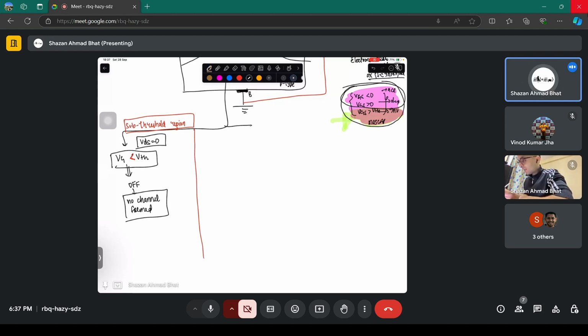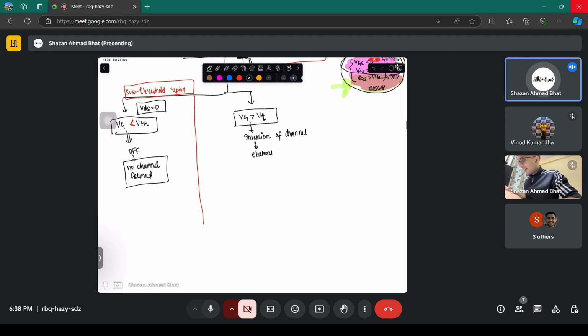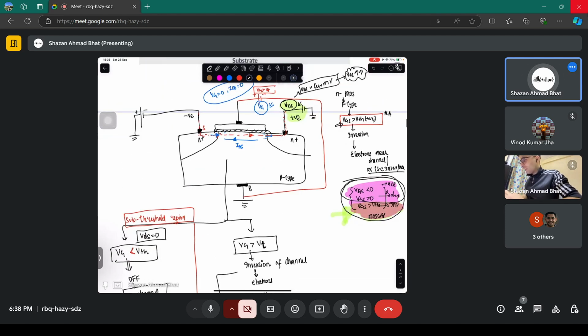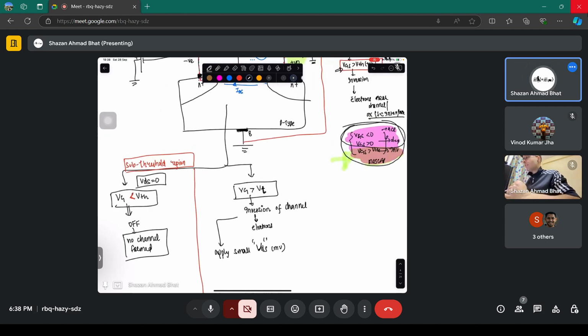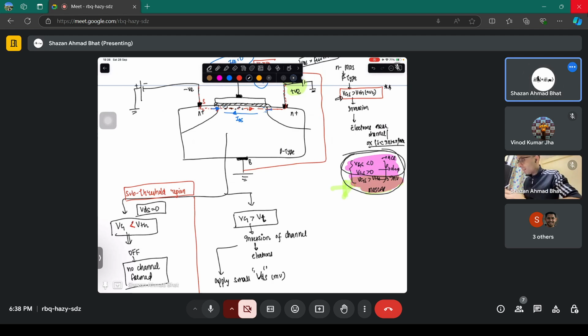Now move on to the next operation. If we make VG greater than V threshold, now inversion of the channel is going to happen. You will have electrons in the channel as the carriers, because the substrate is p-type. And now you apply a small drain to source voltage, let's say a few millivolts. You have inverted the channel. You have created an electron layer here.